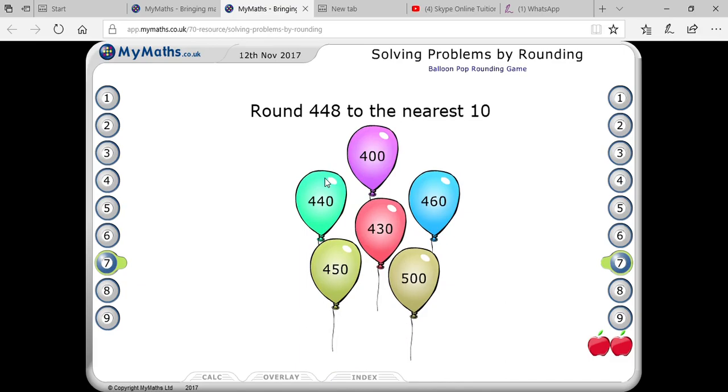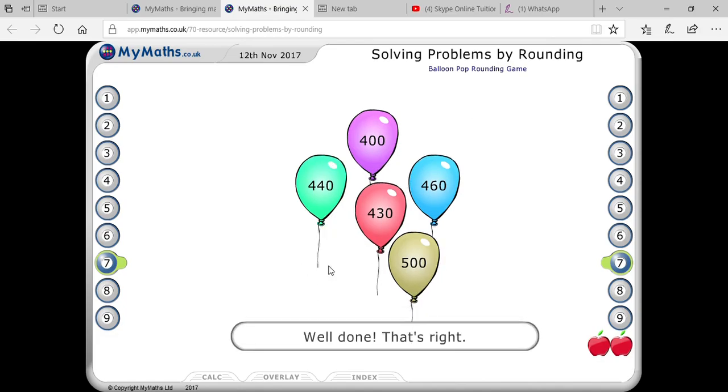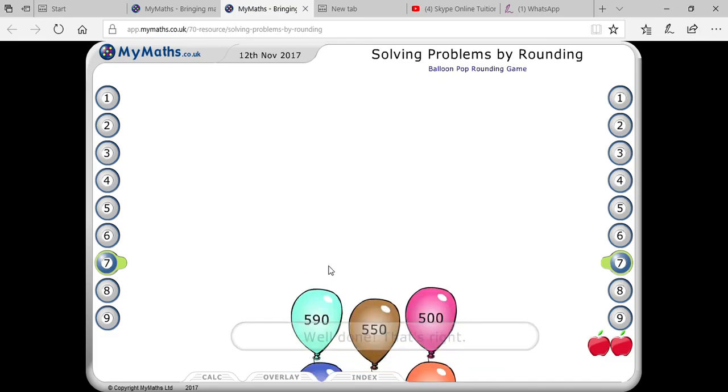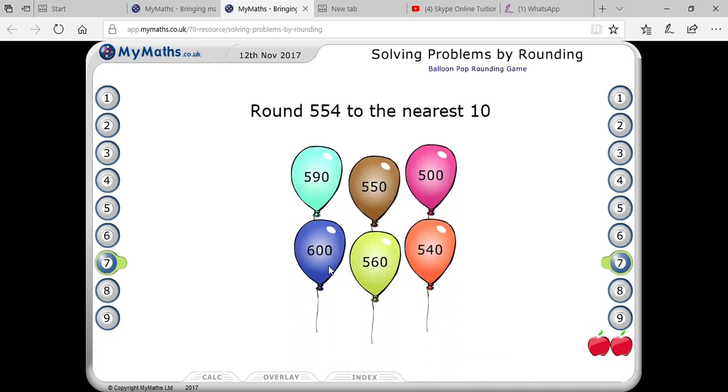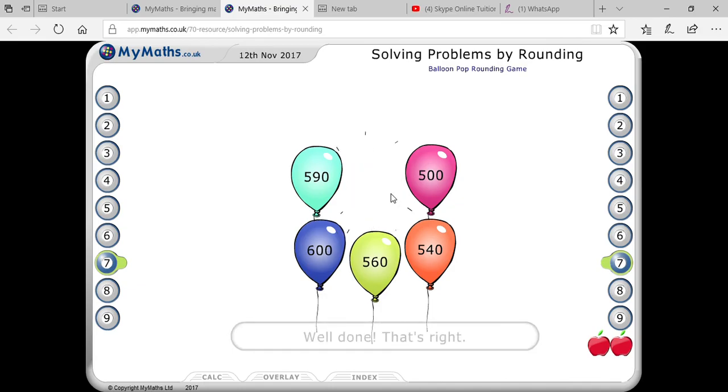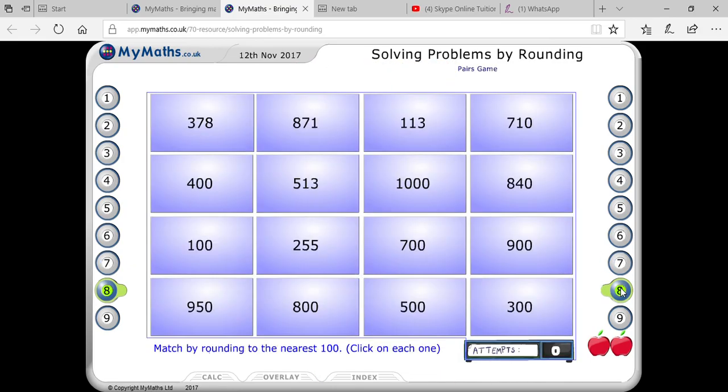448 to the nearest 10. 450. 554 to the nearest 10. 554 is, sir, it says round 448 to the nearest 10. Next question is round 554. Oh, to the nearest 10, 550. 550, yes, your answer is right. Now we can move to the next section.